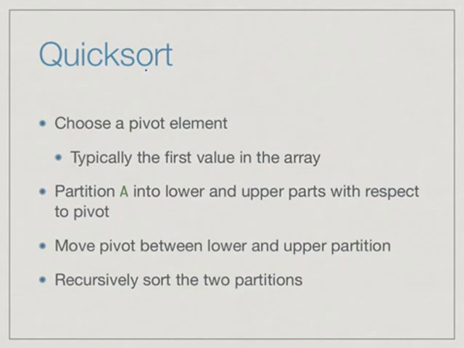So in the previous lecture, we saw quicksort, which works as follows. You first rearrange the elements with respect to a pivot element, which could be, say, the first value in the array. So you partition A into the lower and upper parts, those which are smaller than the pivot, those which are bigger than the pivot. You rearrange the array so the pivot lies between the smaller and the bigger parts, and then you recursively sort the two partitions.